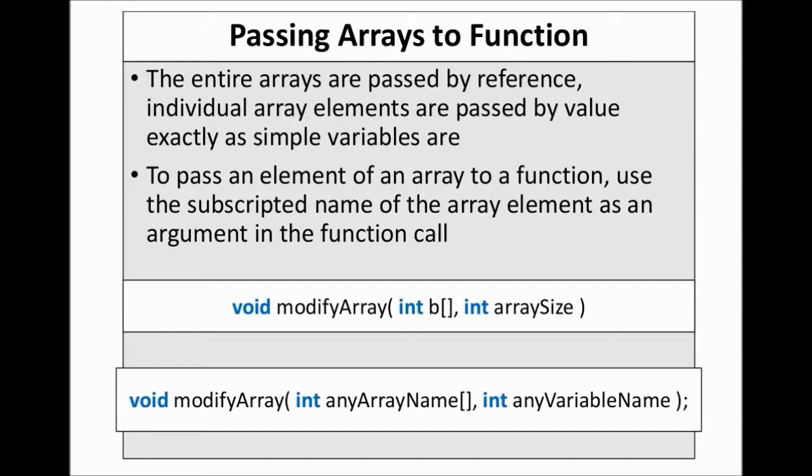Another example is void modifiedArray(int anyArrayName[], int anyVariableName). Here we write first the function modifiedArray, the first parameter is the array, and the second parameter is any value we use in the function.